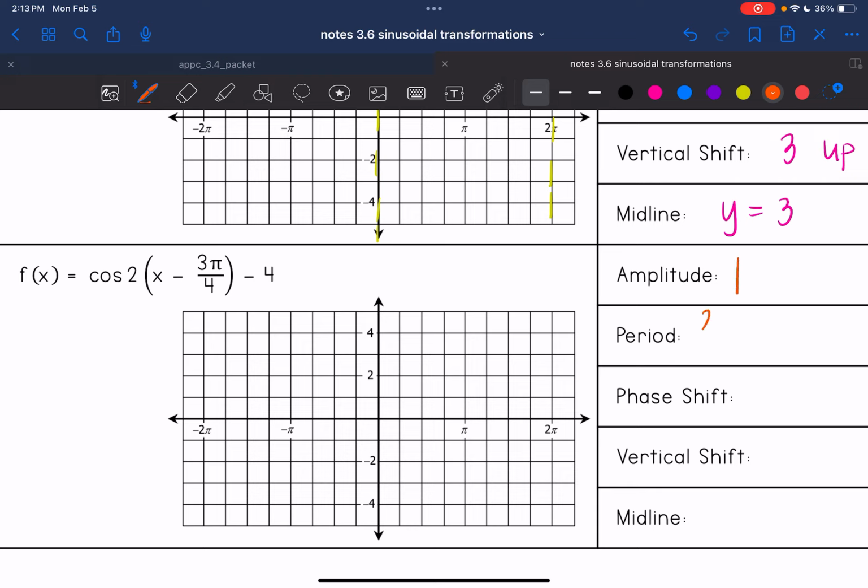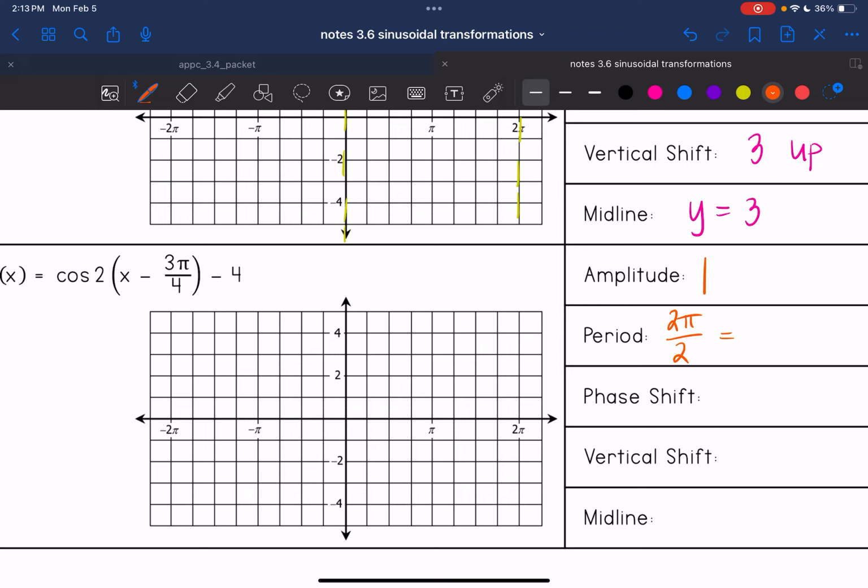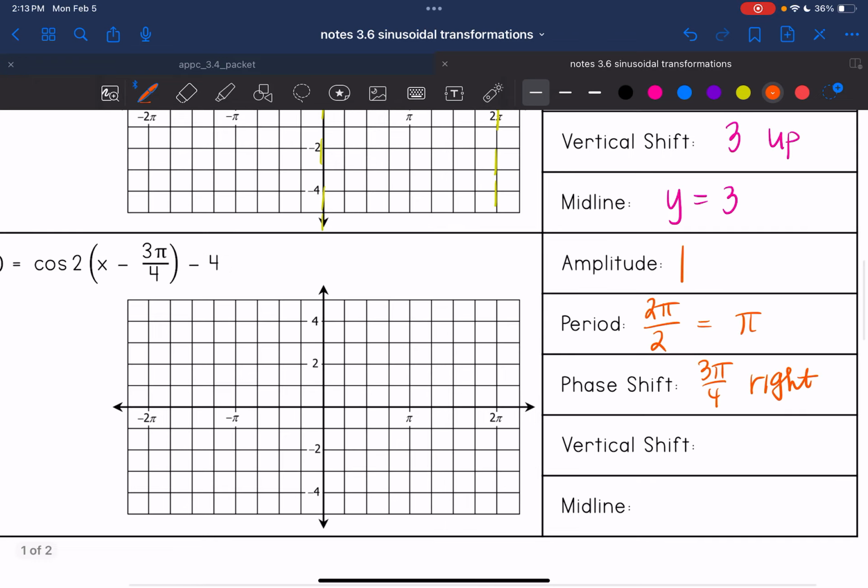Okay, period is 2 pi divided by b. On this one, I do have b. b is in front of the parentheses, so b is 2. 2 pi divided by 2 is just pi. So this is actually getting horizontally compressed. It's getting kind of squished in. Our phase shift, we have 3 pi over 4 inside the parentheses. But it's minus, so that means that we're going to move to the right. Vertical shift, we're going to move 4 down because that's a minus. So our midline is going to be at y equals -4.